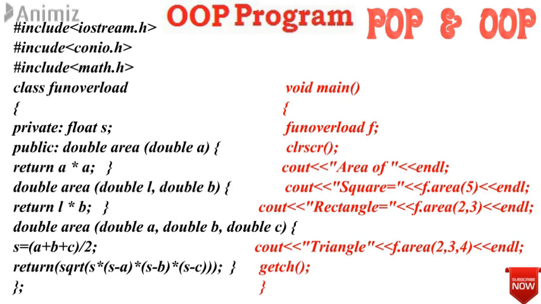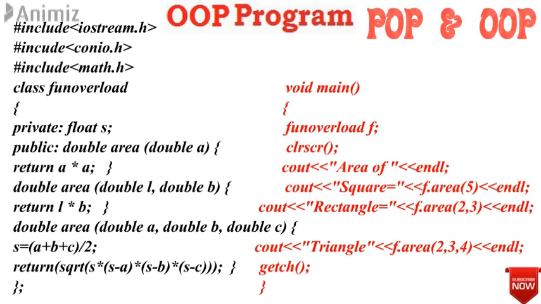The second void main function, f dot area 2 comma 4, will be recognized by the second parameter, that is double L comma double B, and this will be multiplied L into B, and this will return the second value for the second member function, and the third member function as well.